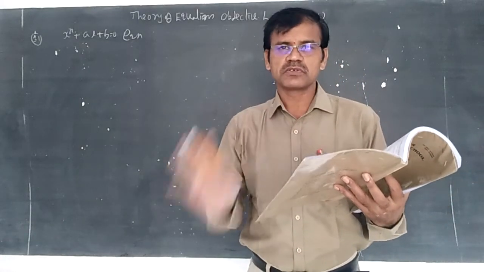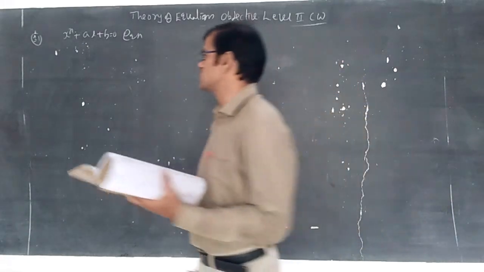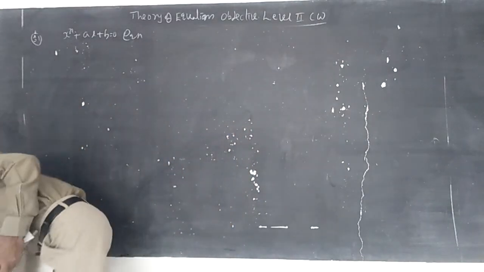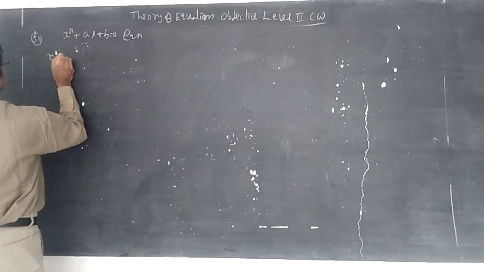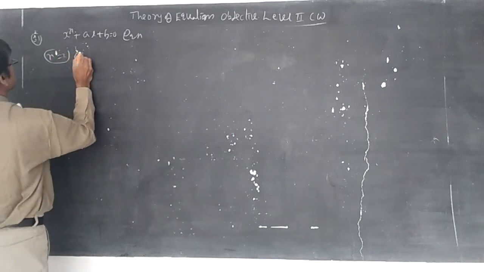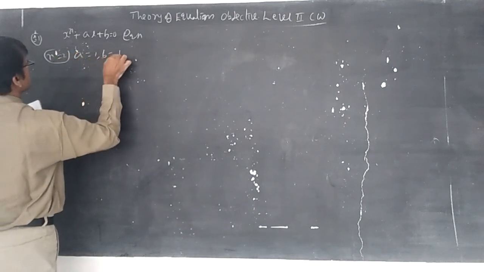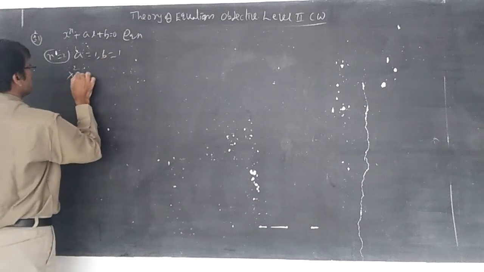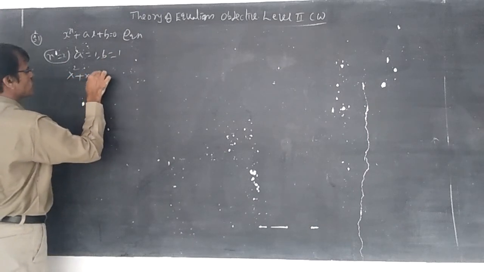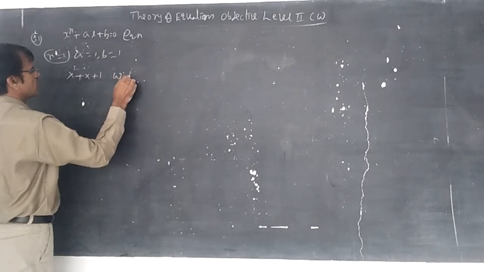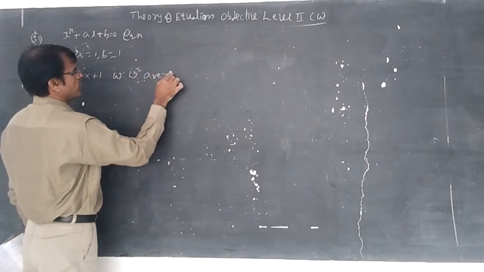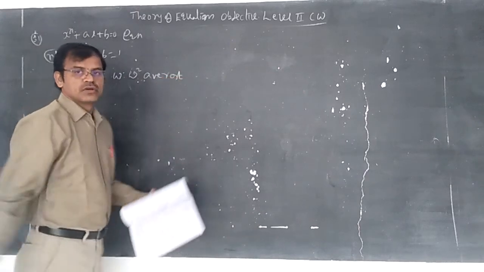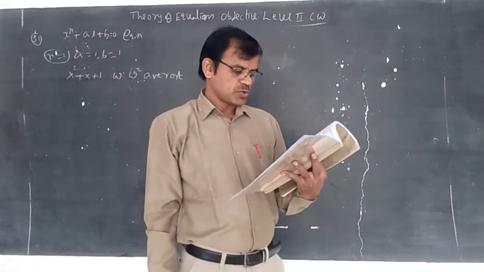Students, better to do it by taking omega square. Put n is equal to 2. Whenever we put n is equal to 2, a is equal to 1, b is equal to 1. So I am writing here x square plus x plus 1. Whenever 1 plus x plus x square is there, omega comma omega square are the roots.